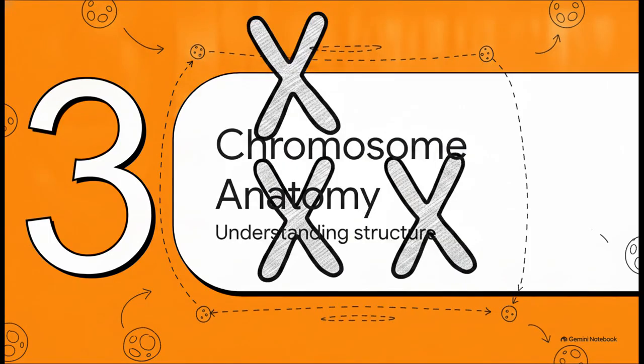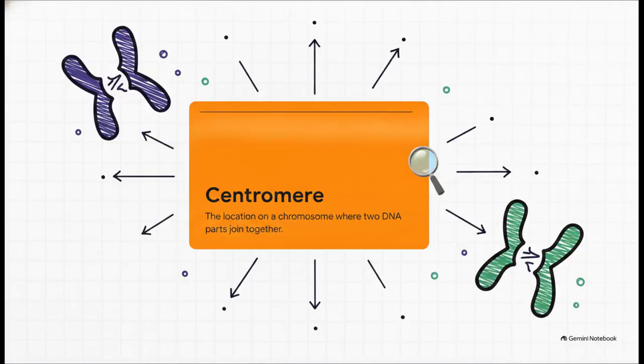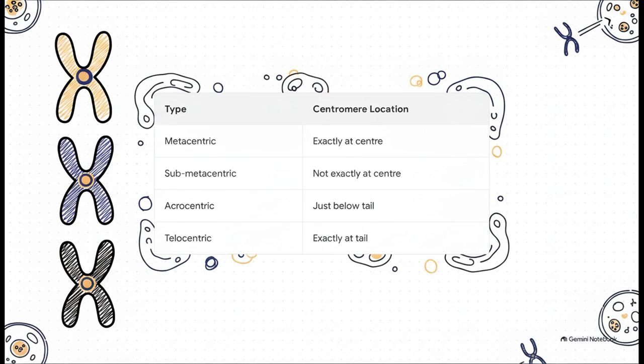Moving right along to section 3, anatomy of a chromosome. Now, before we watch the rest of the cell split, let's take a quick detour to look at the actual machinery being separated, just so we don't get lost in the jargon. The absolutely crucial structural element here is the centromere. It's defined simply as the exact location where two DNA parts join. You can think of it as the critical anchor point for literally everything that happens during division. And where this anchor point is located actually dictates what kind of chromosome we're looking at during anaphase.